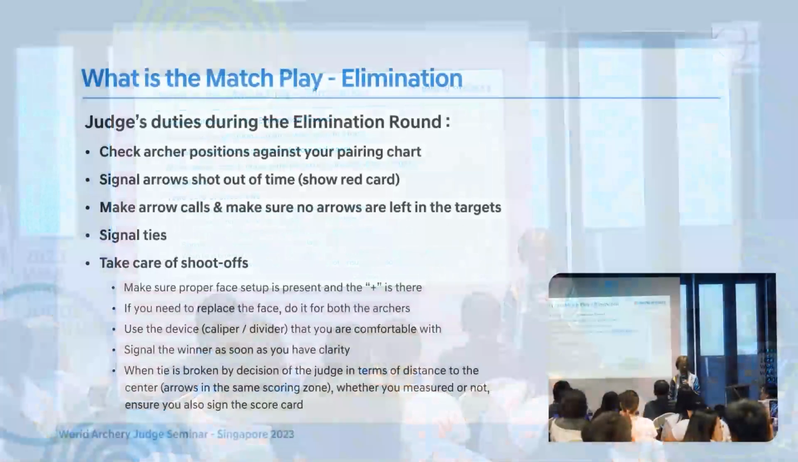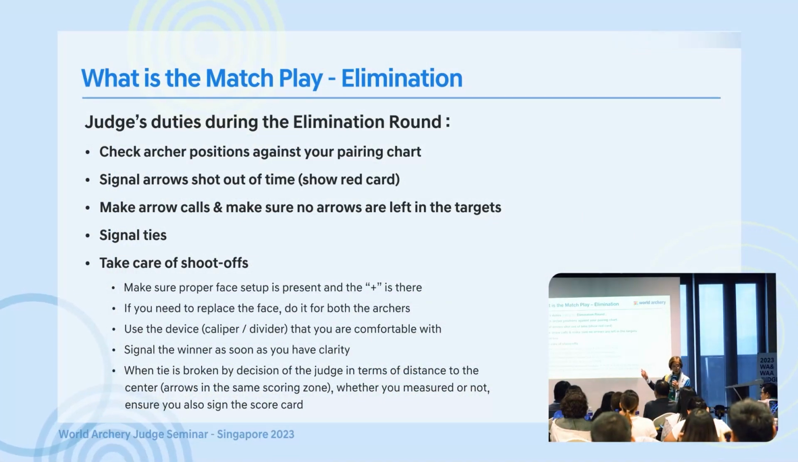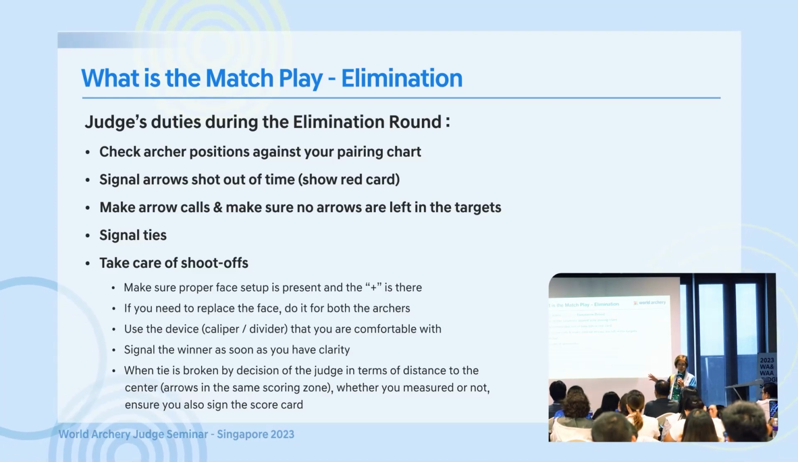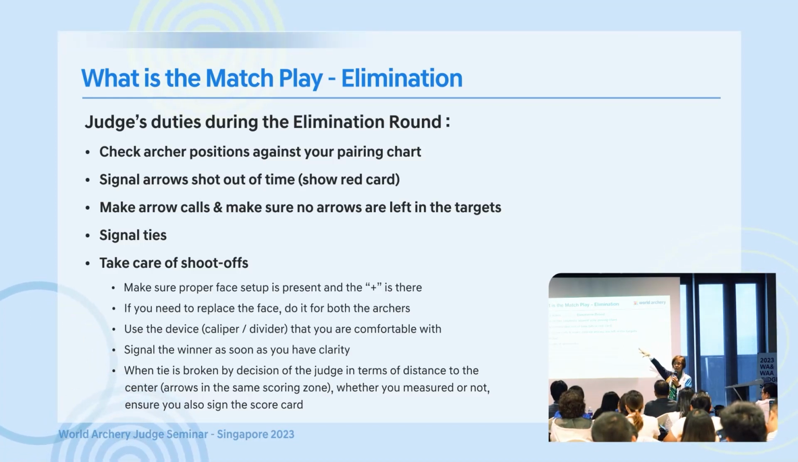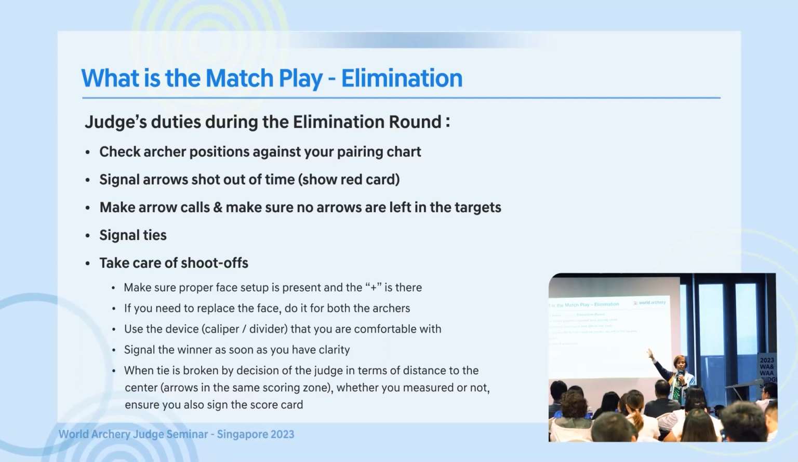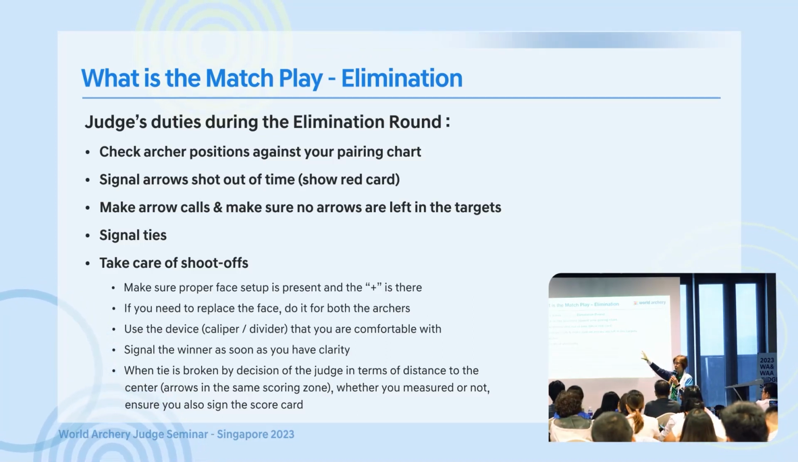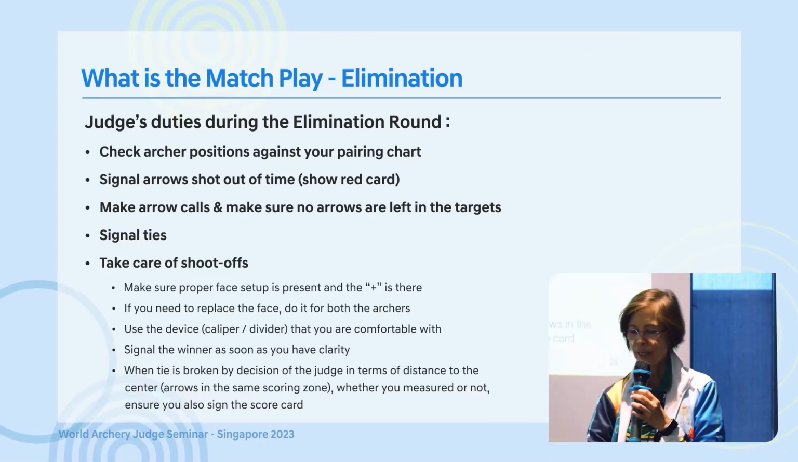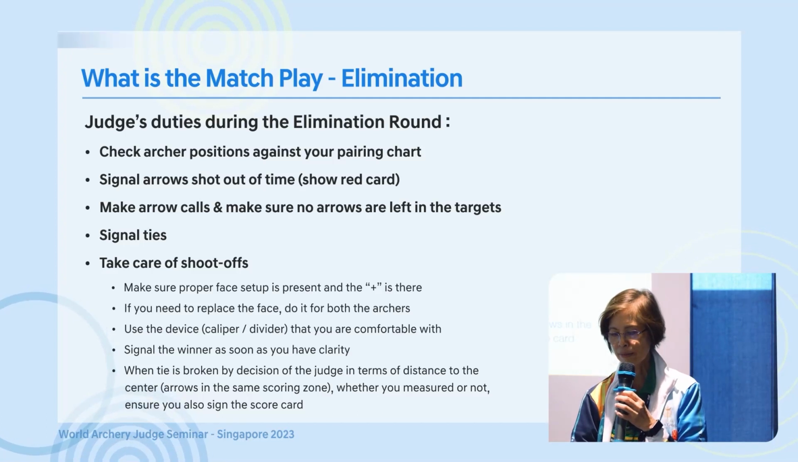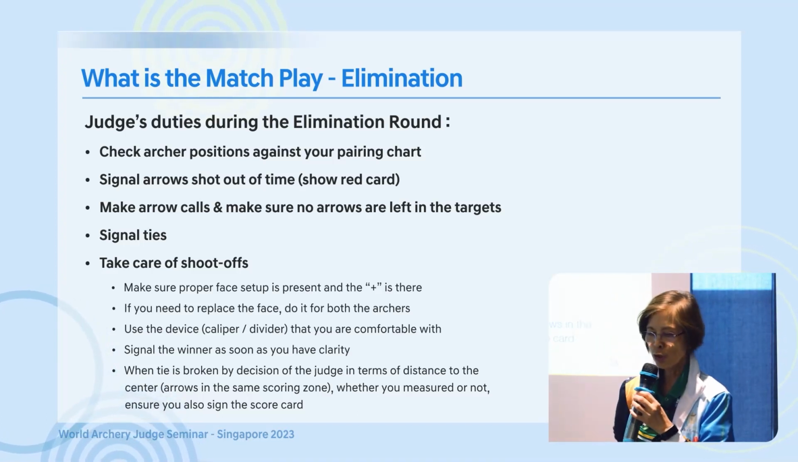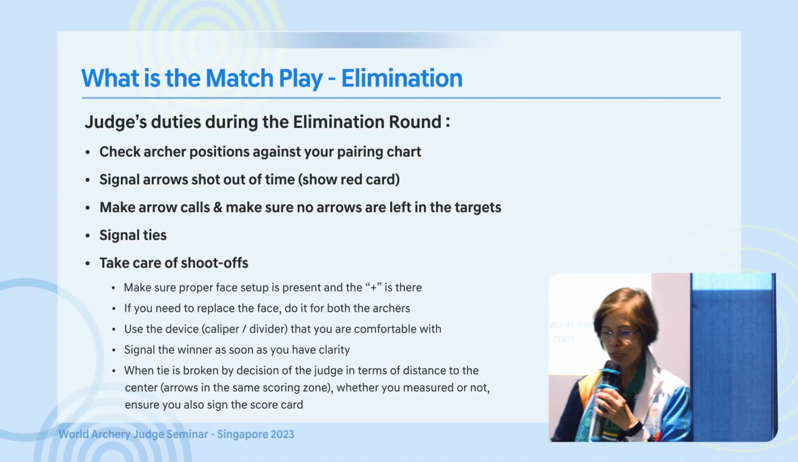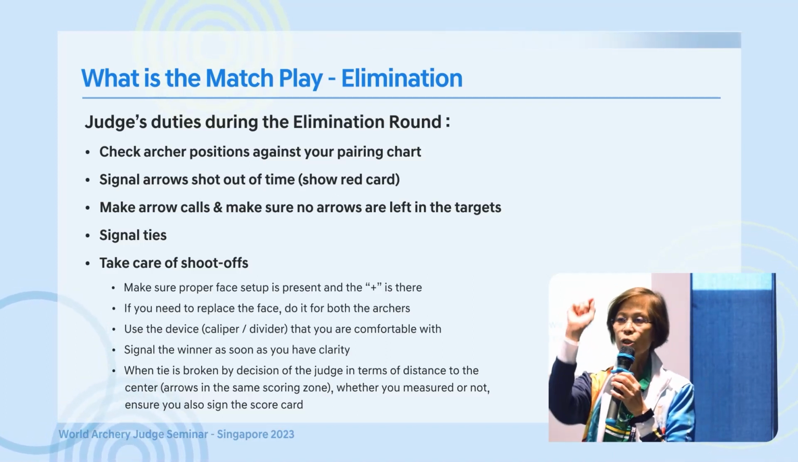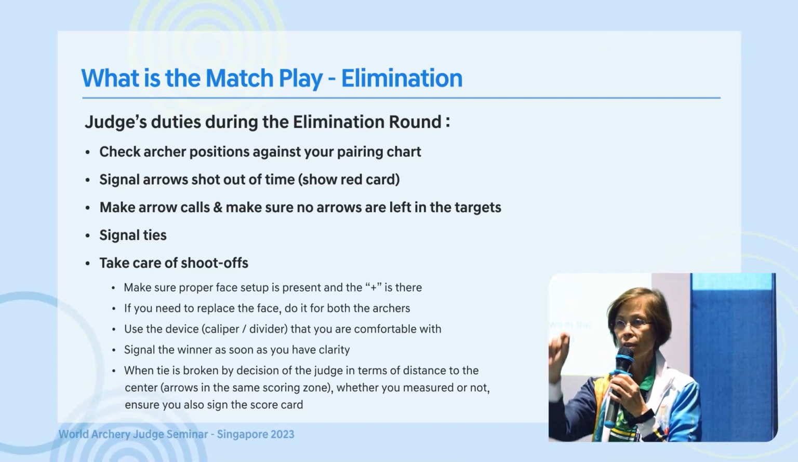Okay, we are to make sure that arrow calls are made and no arrows are left at the targets. Okay? That would be a delay, and that would be a problem. And then we, of course, signal ties and take care of shoot-offs. And you make sure that the proper face setup is present and the cross, as you mentioned, is complete.